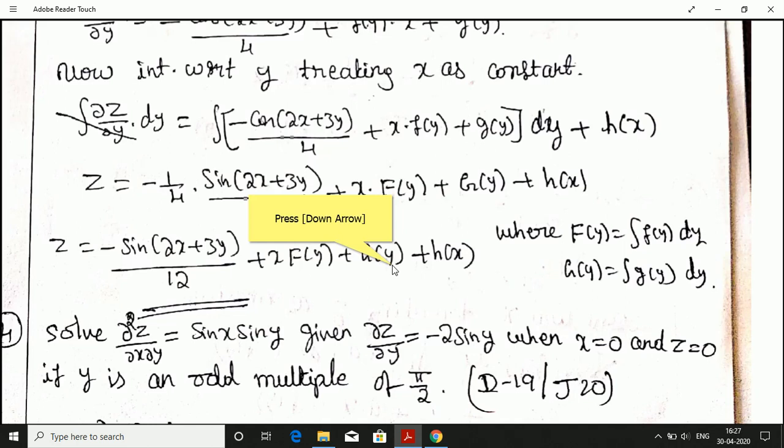Z is equal to minus sine of 2x plus 3y divided by 12, plus x into capital F of y, plus capital J of y, plus h of x is the solution of the given non-homogeneous partial differential equation, where capital F of y is equal to the integral of small f of y into dy, and capital J of y is equal to the integral of small g of y into dy.